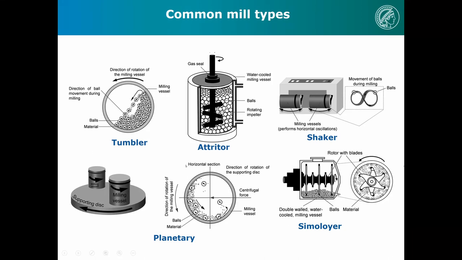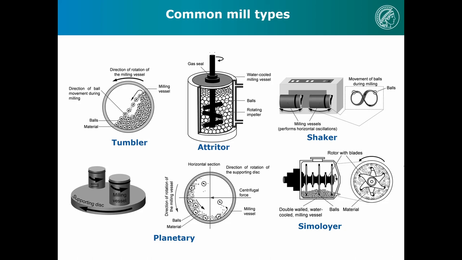If you look at the trajectory of the balls, you have really a grinding motion here in this direction. And then at some point, the balls detach from the wall, fly across the space here, and then have an impact on the other side. So there's a different type of mechanical agitation you have in these planetary mills.